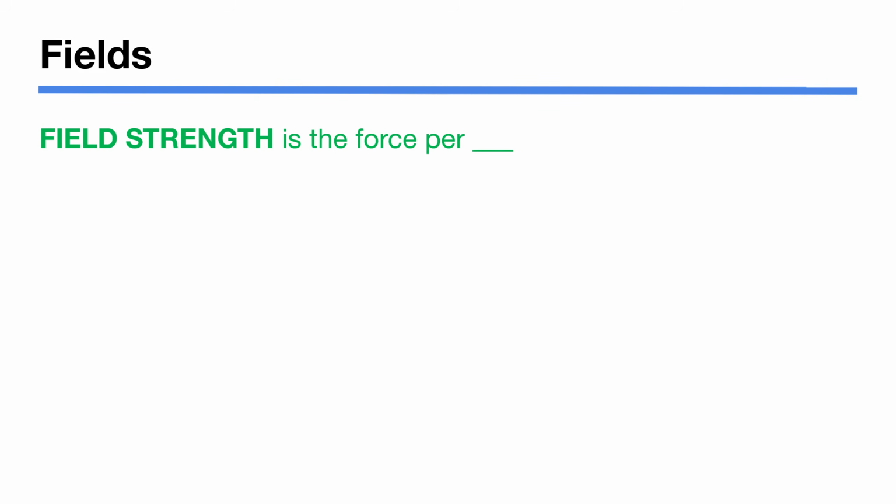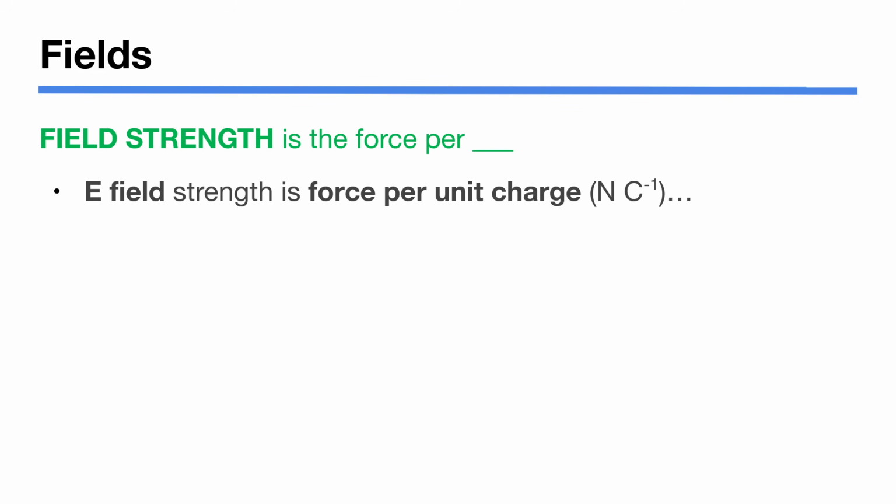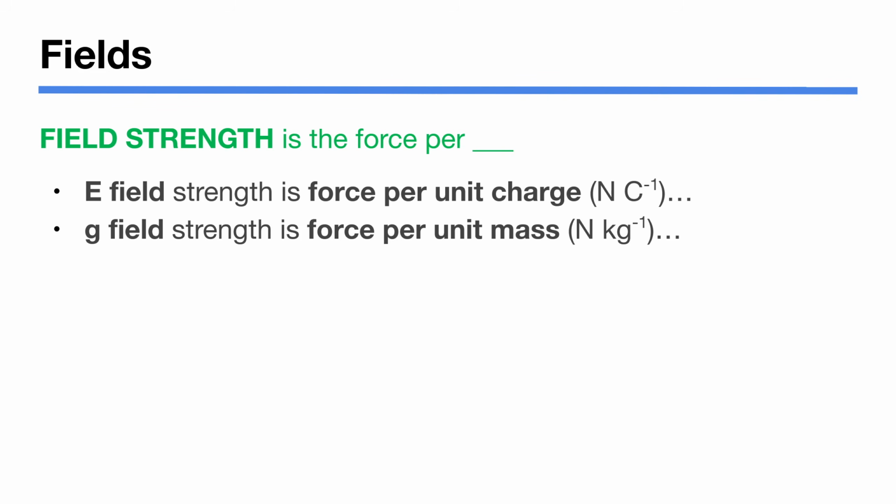Okay, a couple of fields things. Field strength is force per something. Field strength is always a force per whatever. So electric field strength, remember, is the force per unit charge on a small test charge. G field strength is a force per unit mass. So these are other ones we're thinking about. The units can be super helpful: newtons per coulomb, newtons per kilogram.